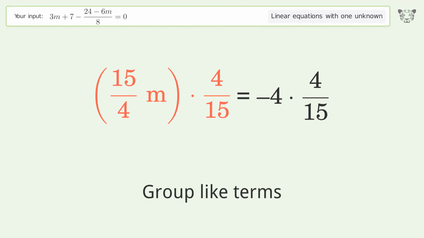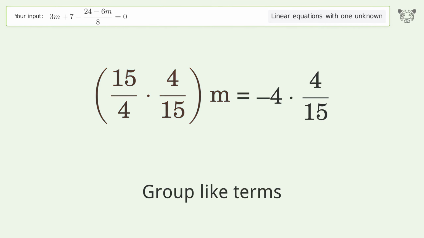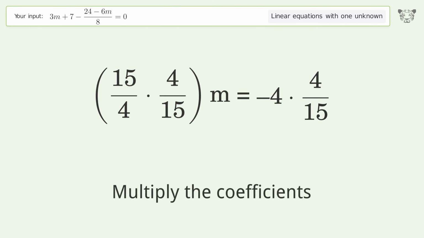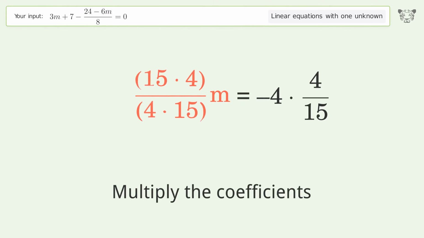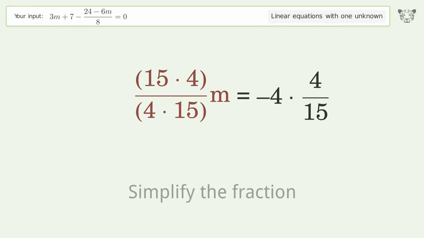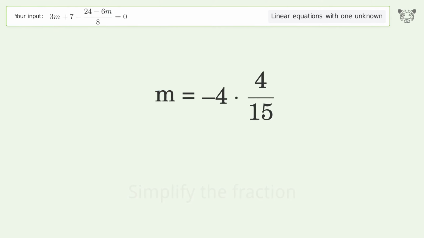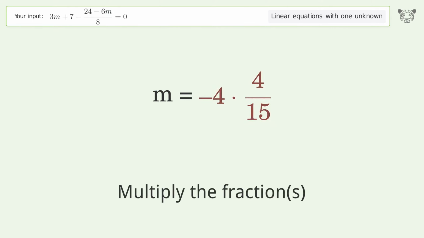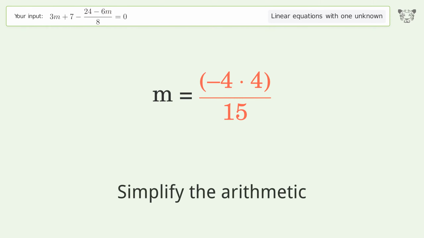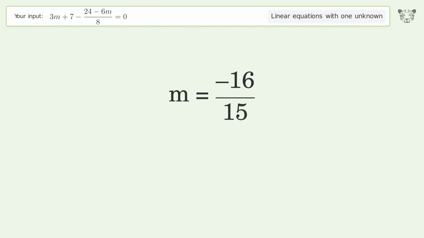Group like terms. Multiply the coefficients. Simplify the fraction. Multiply the fractions. Simplify the arithmetic. And so the final result is m equals -16/15.